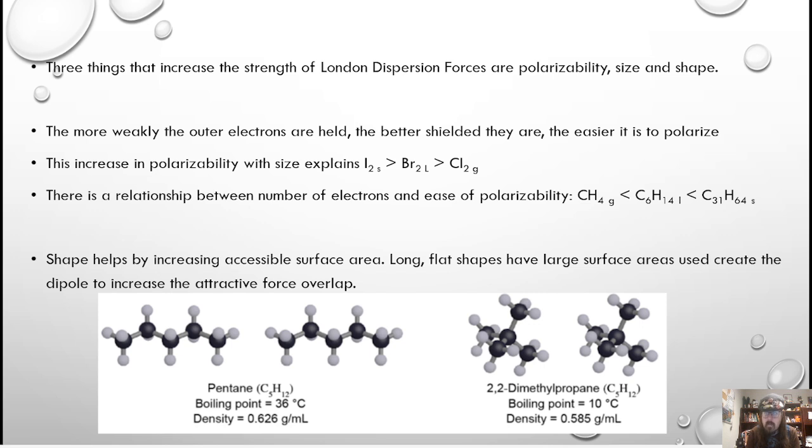So methane, with its 1 carbon and 4 hydrogens, not a whole lot of electrons, is not very polarizable. Hexane, with its C6H14, exists as a liquid. It has a lot of atoms that can easily polarize. But C31H64, you're getting into fats and whatnot. You're getting into things that can essentially exist as a solid.